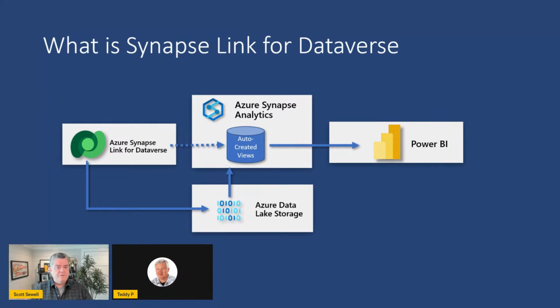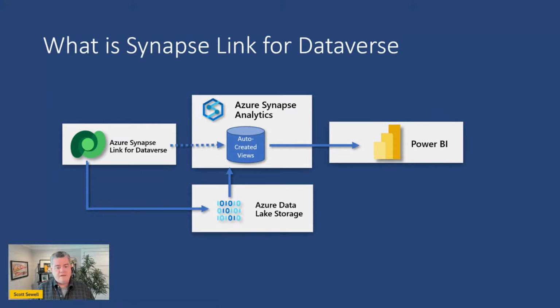So that's really the simplest view of it. The Synapse Link for Dataverse writes data down into the data lake, and the Azure Synapse workspace sits on top of that and can query that data in the data lake as if it was a SQL database, and then give you those views and report off of it.